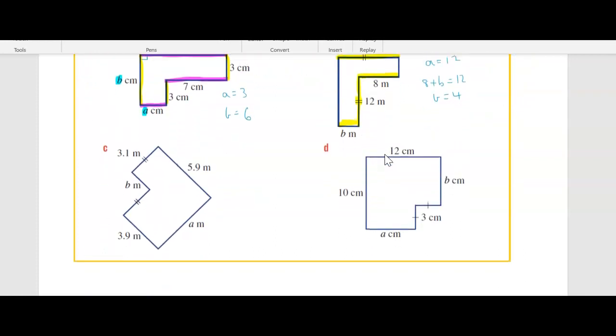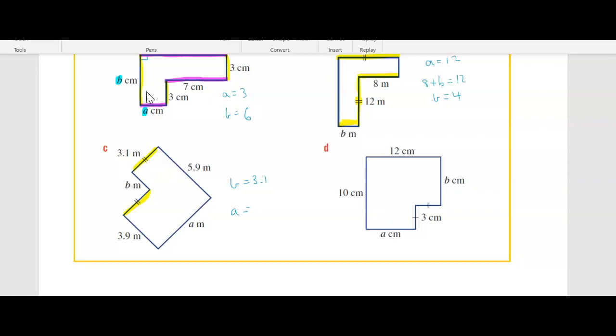All right, with this one here, let's see where we can start. So these 2 are the same, okay, because you've got the 2 lines, so that means B is equal to 3.1, and that means A is going to be 2 times 3.1.